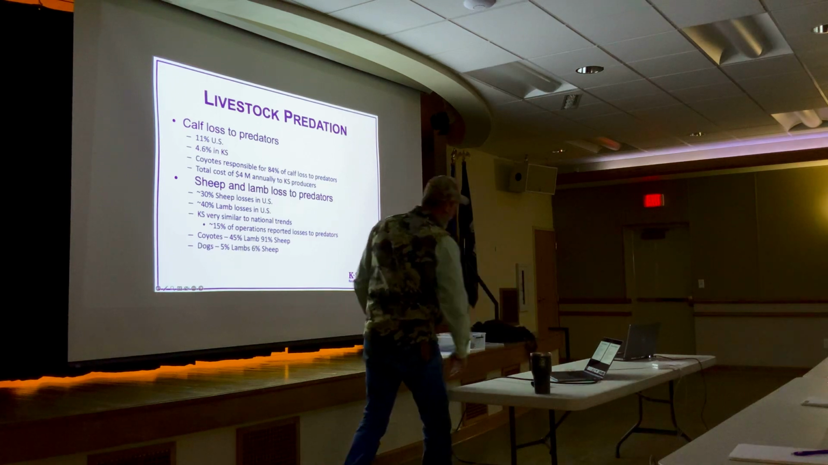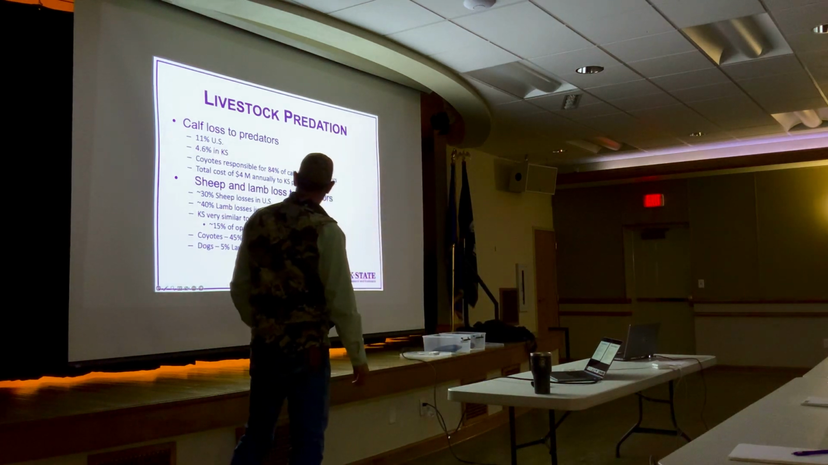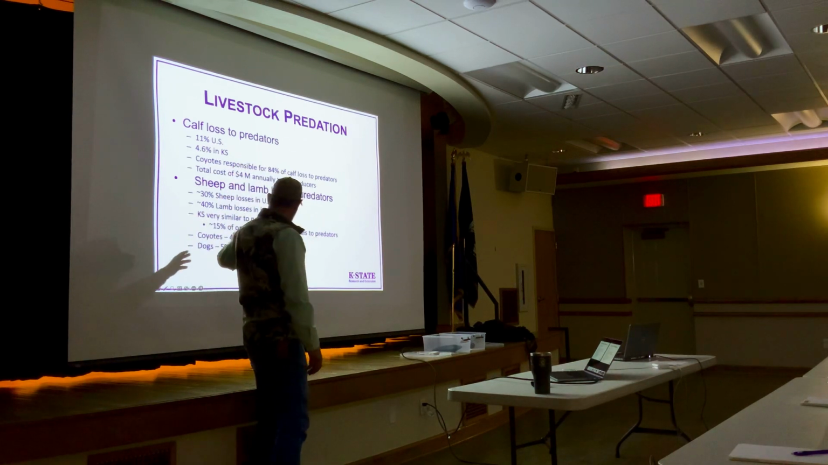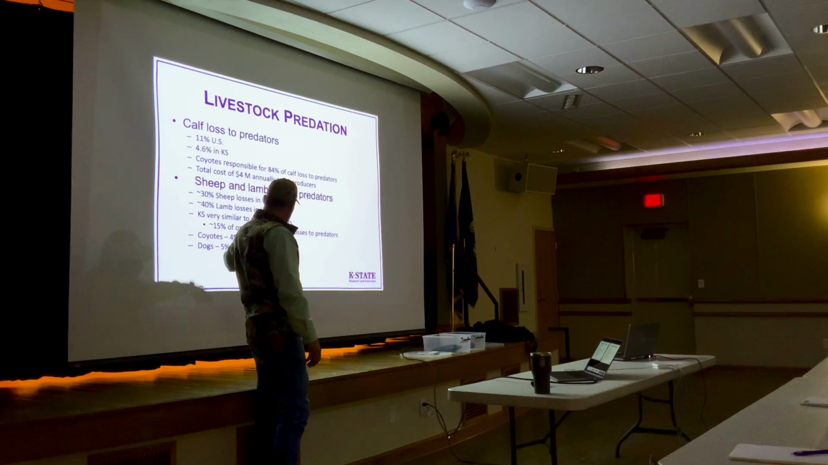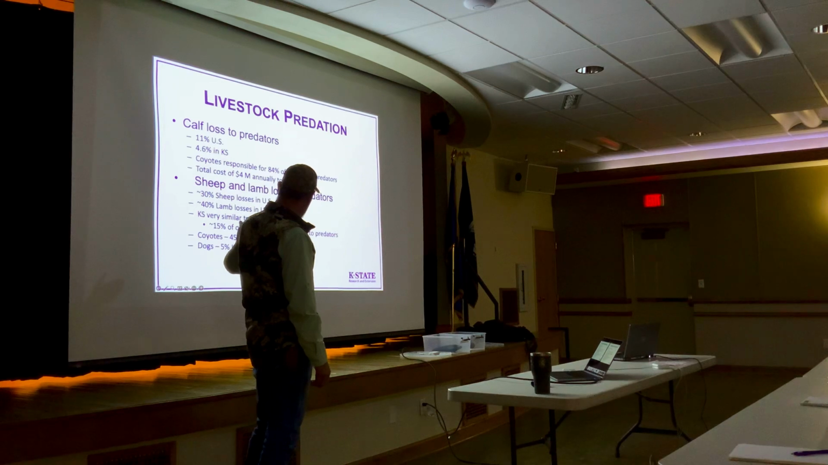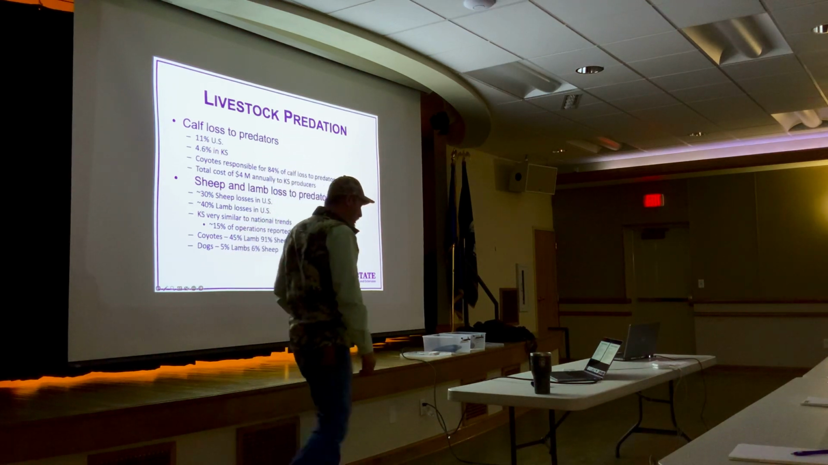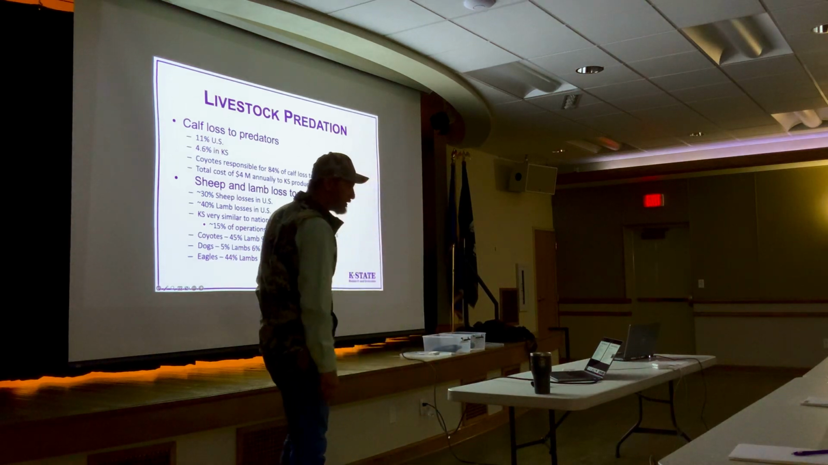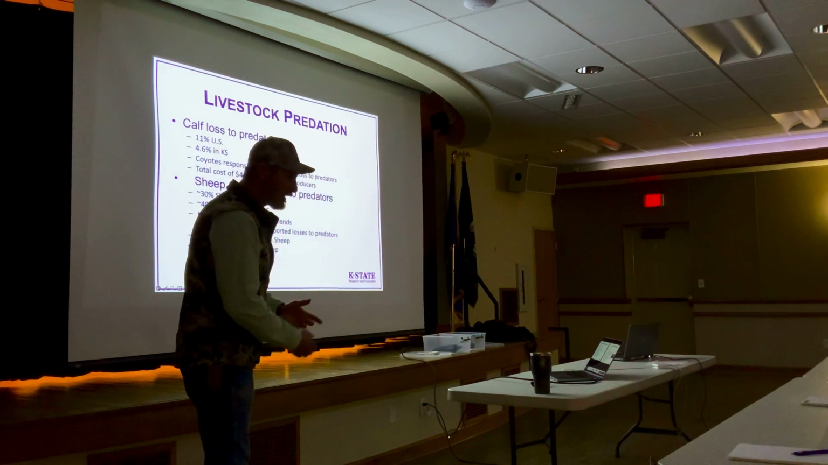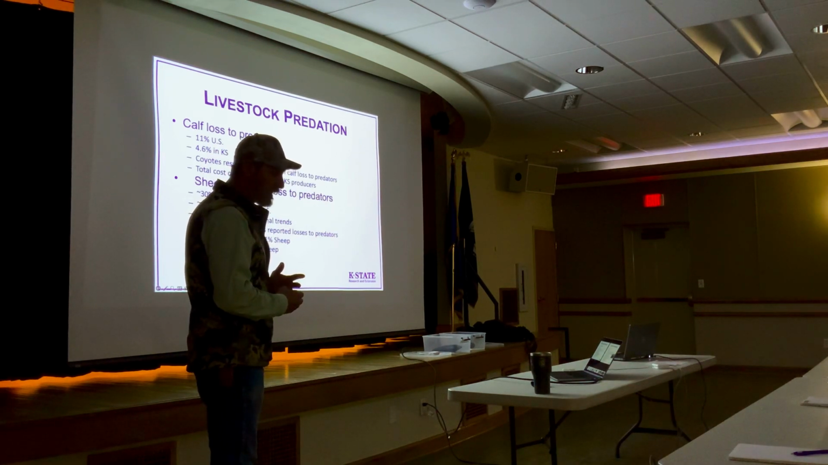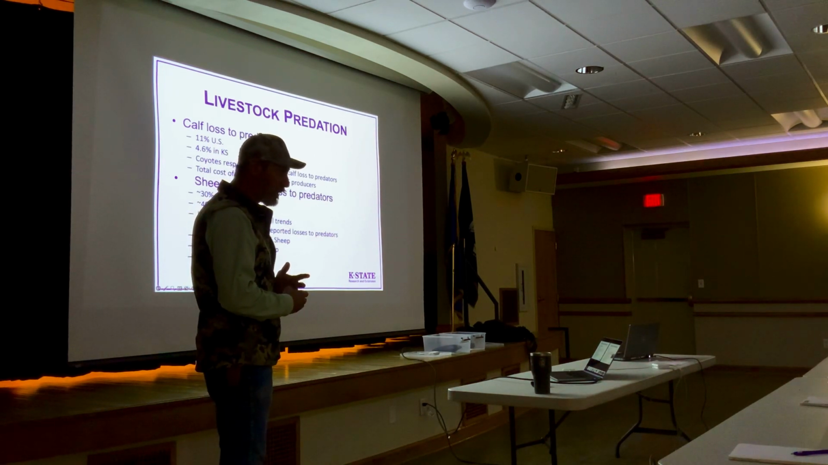Coyotes are the main predator responsible for lamb losses and sheep losses. This number fluctuates annually. It'll bounce around, but coyotes are still the most important predator of these animals. Dogs are another important predator. And then here's the one that the gentleman in front mentioned, eagles. That's starting to be a problem for sheep producers in Kansas as well.